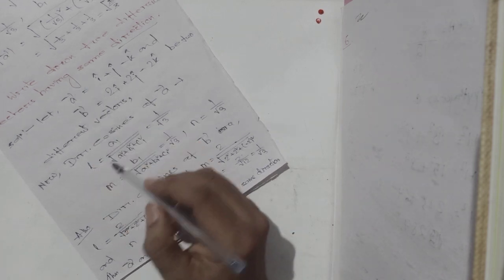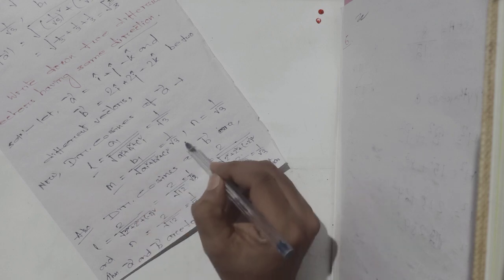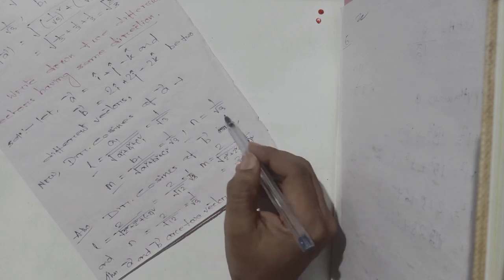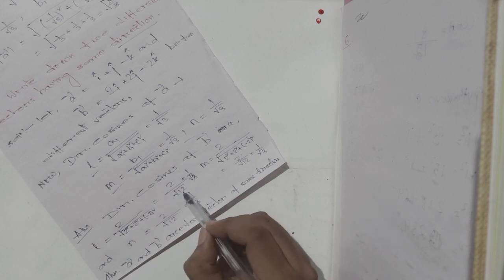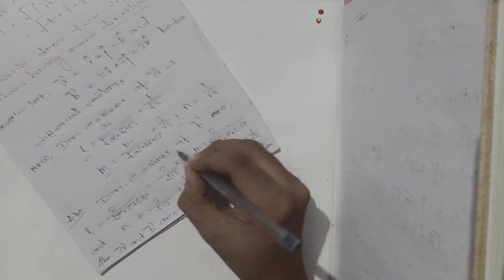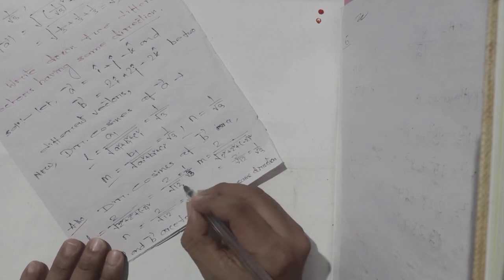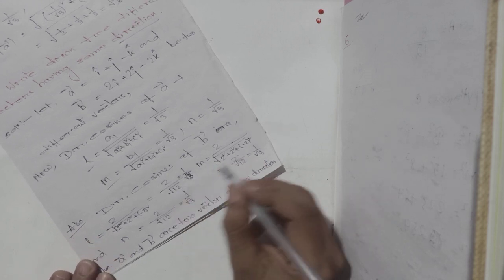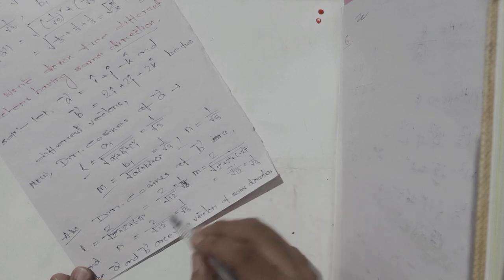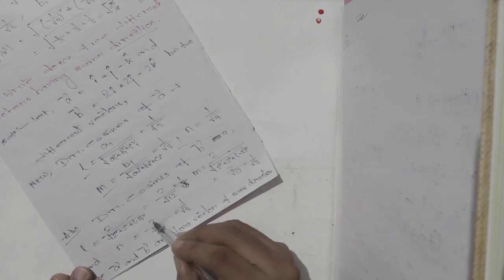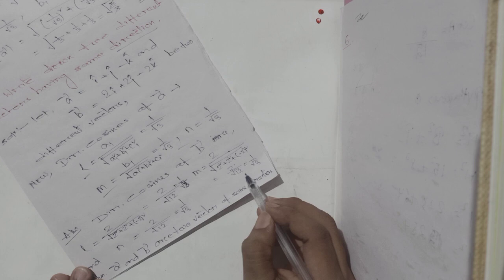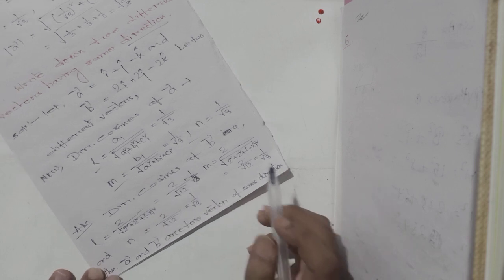For vector A, we have l, m, n as 1 by root 3, 1 by root 3, 1 by root 3. For vector B, we have l equal to 2 by root 12, which is nothing but 1 by root 3, right? Because root 12 we can write as 2 root 3, so the 2 cancels. Here also, 2 by 2 root 3, the 2 cancels, 1 by root 3, 1 by root 3. So the direction cosines are the same, so the two vectors have the same direction.